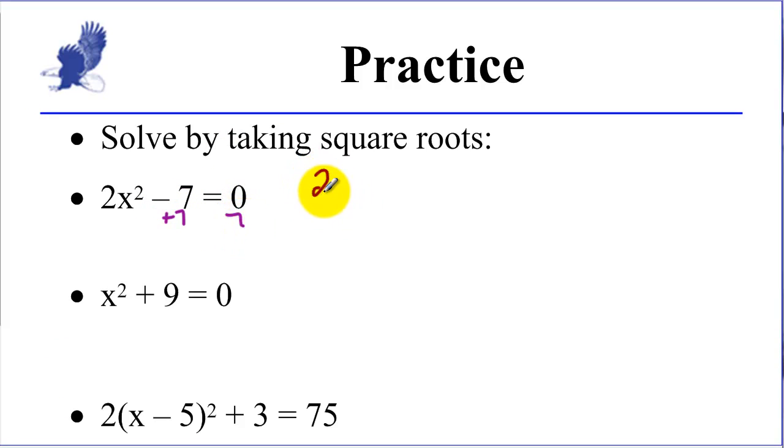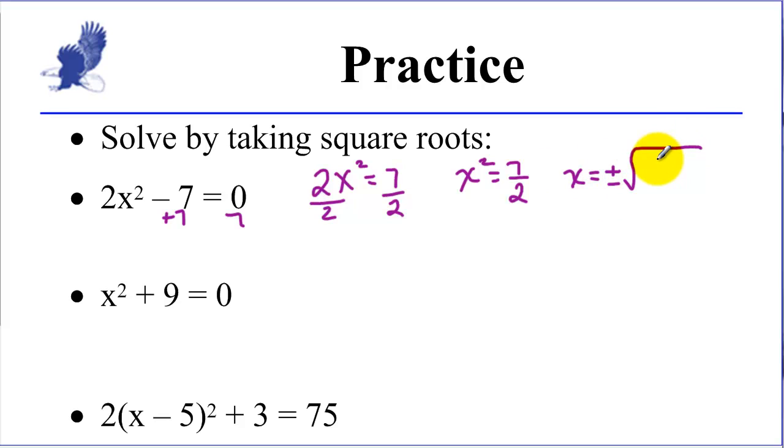So we get 2x squared equals 7. We need to divide by 2 because again we want to get the x squared by itself. So now we have x squared equals 7 halves. We square root both sides, both the positive and negative square roots, so we get plus or minus the square root of 7 halves. Now we need to simplify this, so we're going to split this into radical 7 over radical 2.